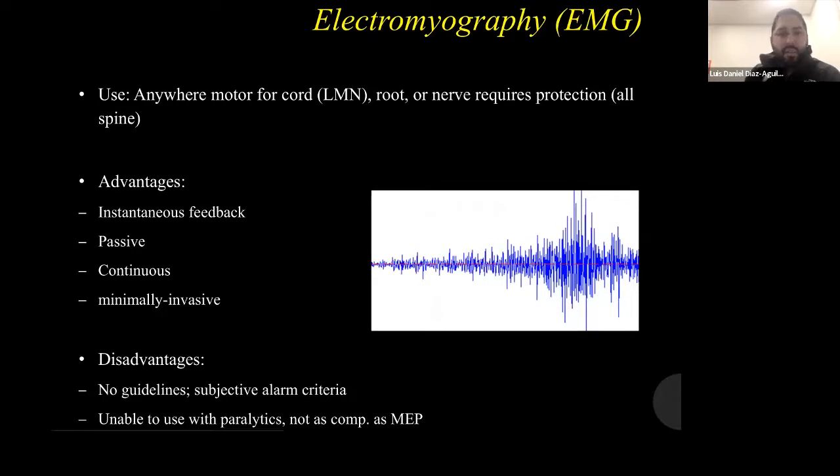So, for example, EMG can be used to evaluate the motor aspect of the cord, the lower motor nerve, the root, or the nerves themselves. It's providing instantaneous feedback. It's passive, continuous. However, at this point, there are no clear, definitive guidelines or alarm criteria. And conversely to SSEPs, you are unable to use it with paralytics, and it's not as comprehensive as a motor evoked potential.